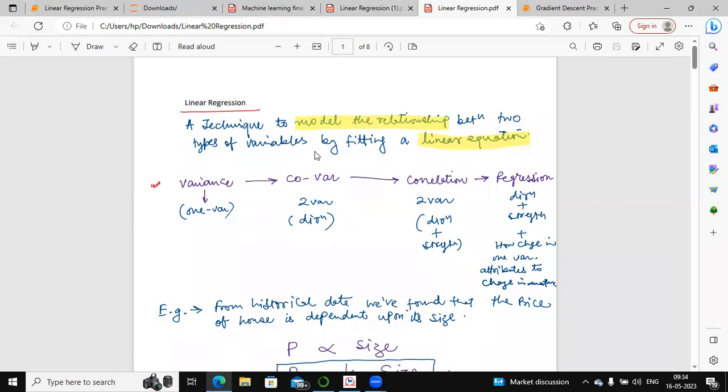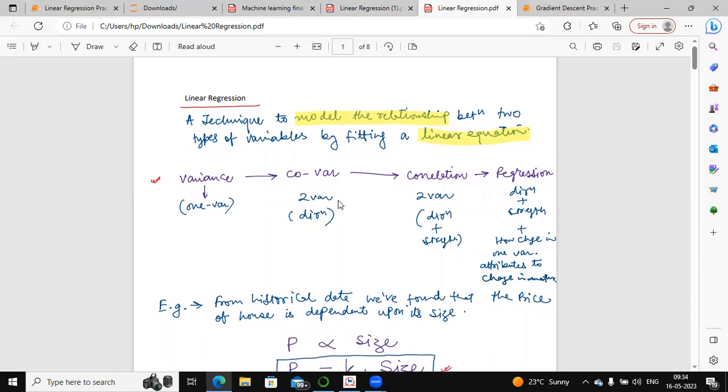We have seen in the previous statistics class that variance is of one variable, that is univariate analysis, so it deals with one variable. But covariance is of two variables and it gives the direction. Correlation is also of two variables but it gives direction as well as the strength. Strength is nothing but the magnitude, and you have seen that it can lie between -1 and 1.